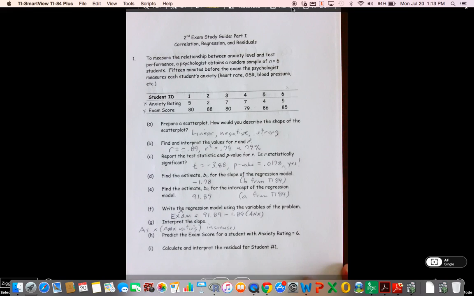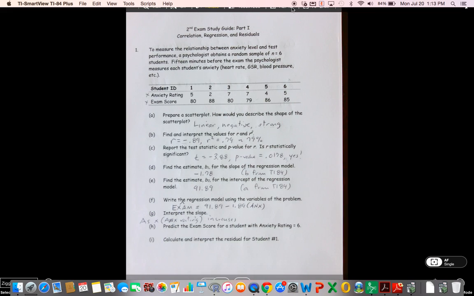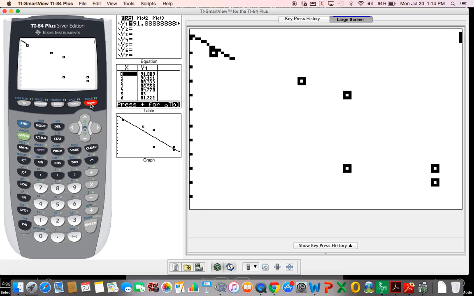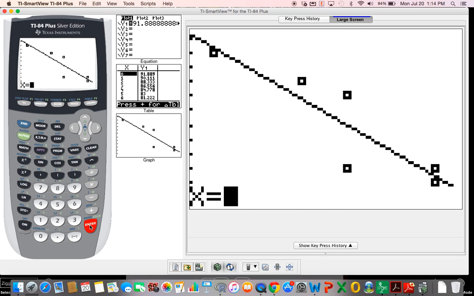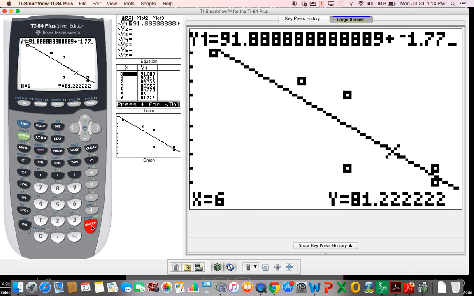Now, predict the final exam score for a student with anxiety rating equal to 6. I would use my calculator here. I'd hit graph. I've got my line drawn now. I would go second function, go value, type in 6, and I'm done. So 81.22 is the exam score that we would predict for a student with an anxiety rating equal to 6, okay?